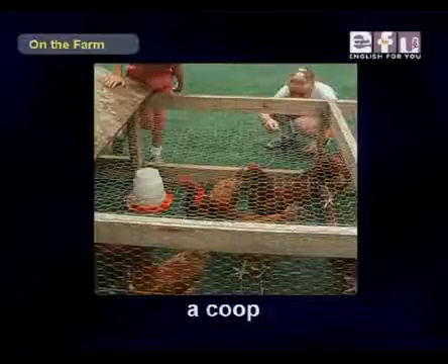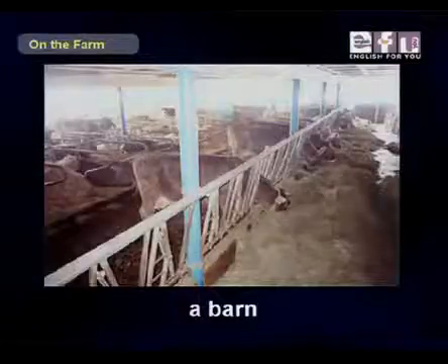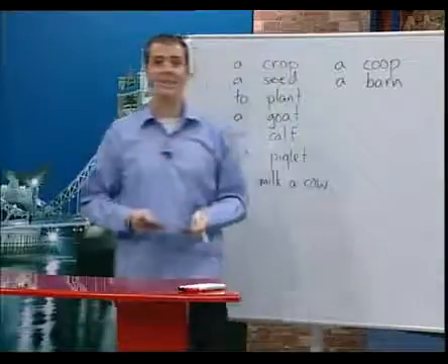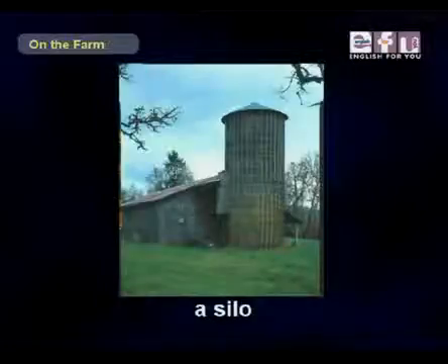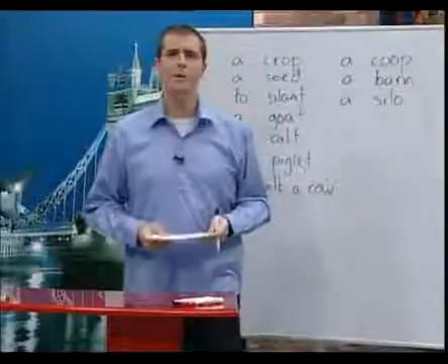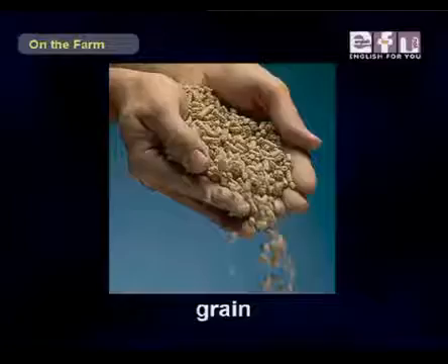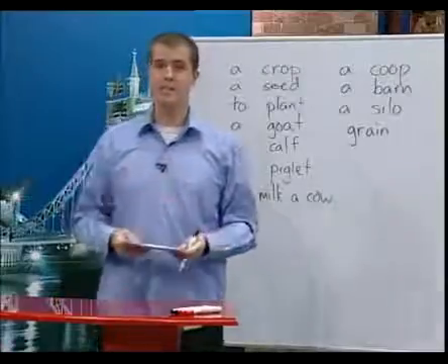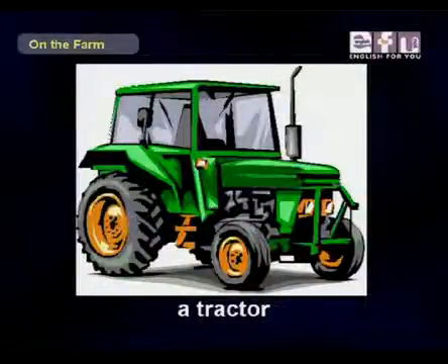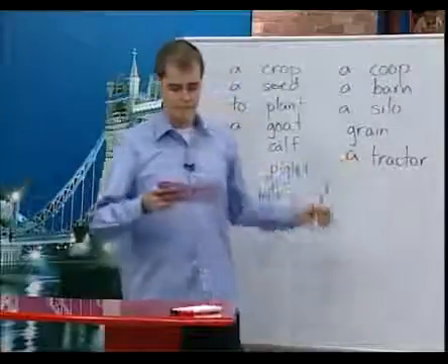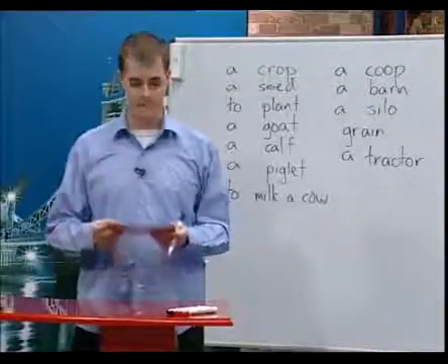Okay, we'll go over here for the next ones. We have a coop. Chickens live in a coop. A barn. A barn is a large building used for keeping crops or animals in. A silo. A silo is a building that looks like a tower, and it's used to keep grain inside the tower. What's grain? Grain is the seeds of a crop, such as corn or wheat. We have a tractor.